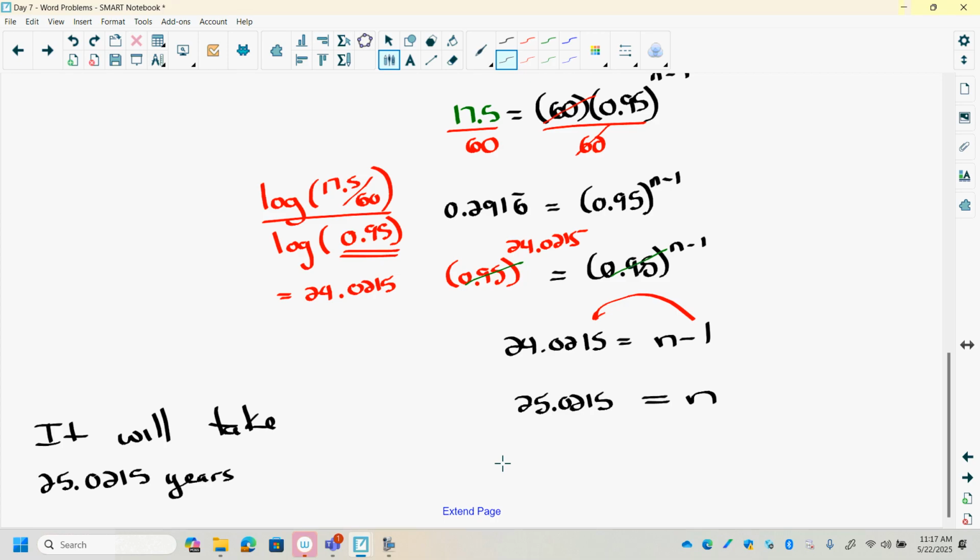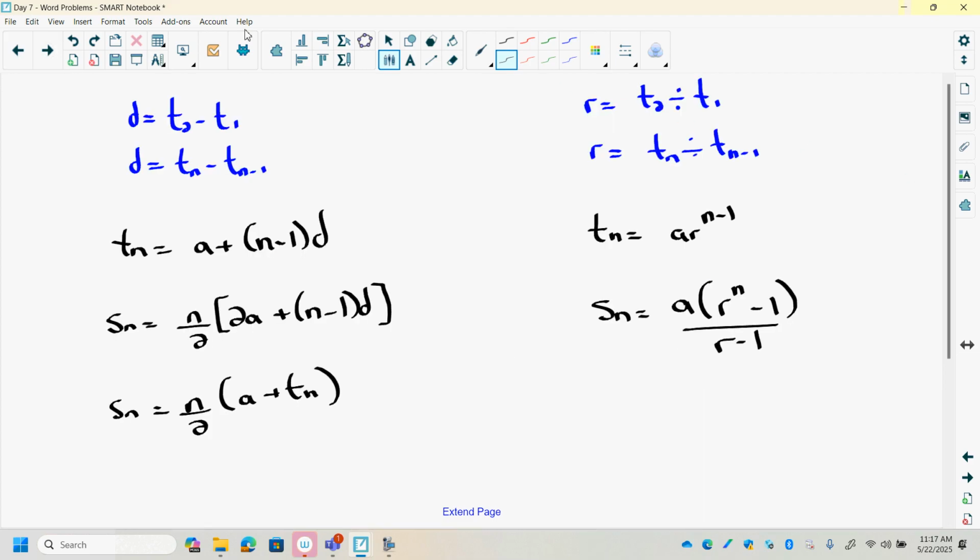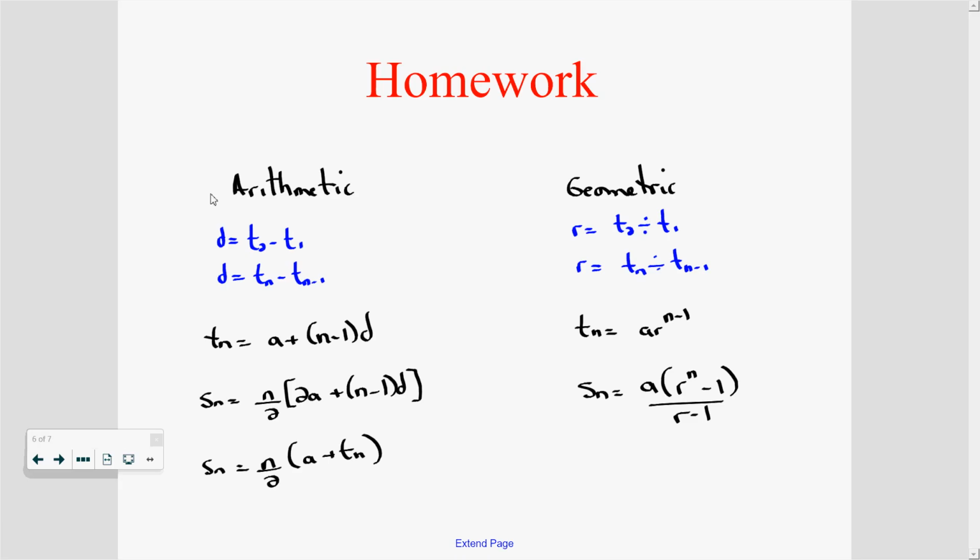Awesome. You have a worksheet to do for homework. These are the formulas that we will be working with on that worksheet. Okay, arithmetic on the left, geometric on the right. Arithmetic have a common difference, geometric have a common ratio. Don't forget about your sum formula for a series. Okay, good luck. Go to work on those.